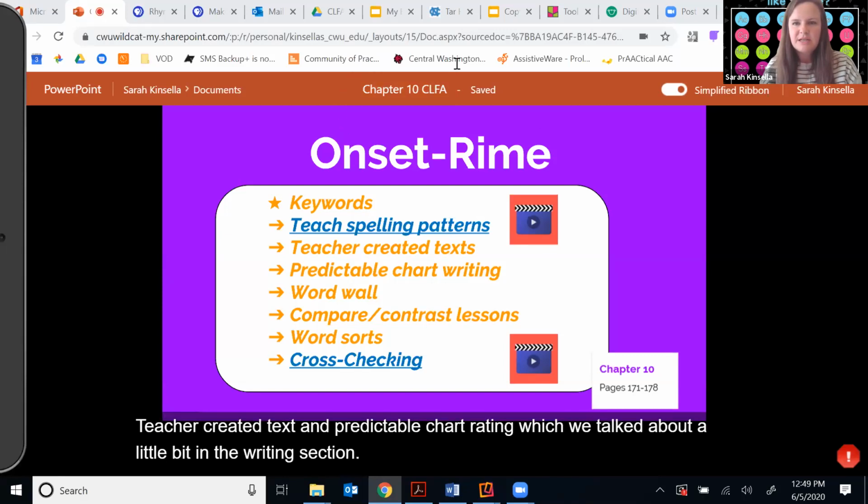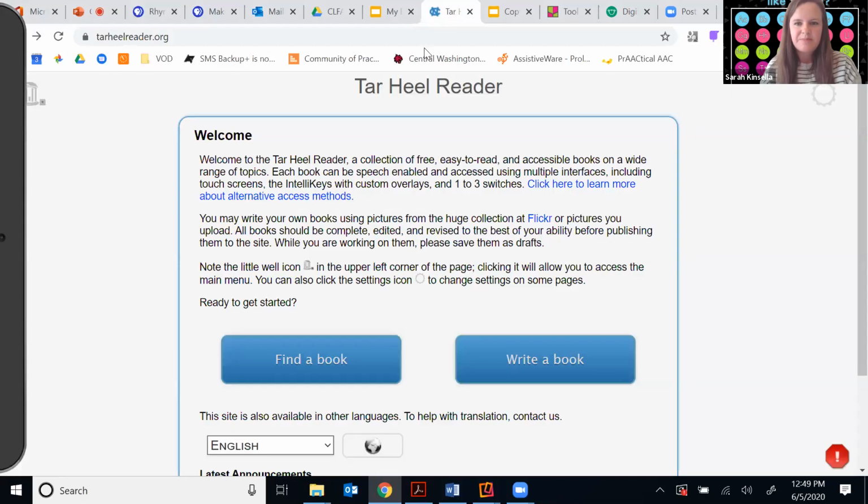But they mentioned Tar Heel Reader. So when you have an account on Tar Heel Reader, you can find a book. Even if you don't have an account, you can write a book. And so on page, I just want to get to that in case you wanted to see. Oh, page 173, they talk about teacher created text, and then they go into the word wall. But so you can write a book.